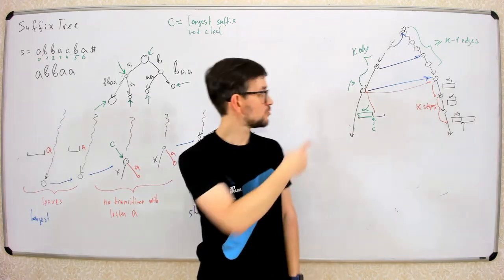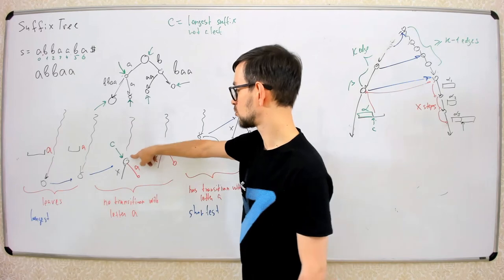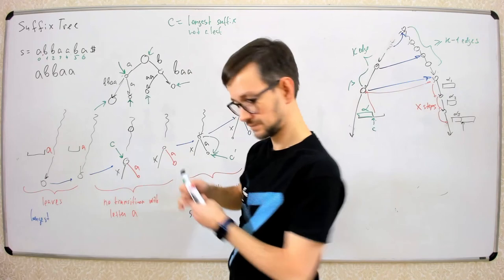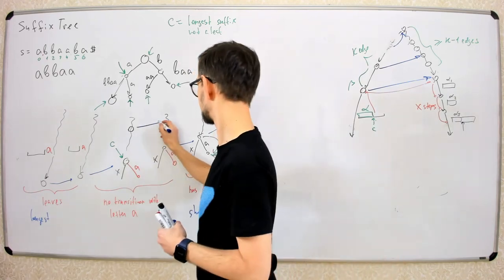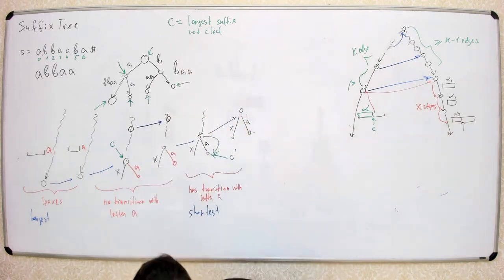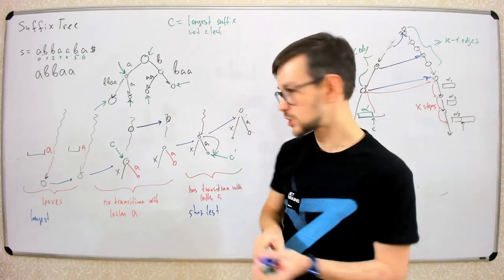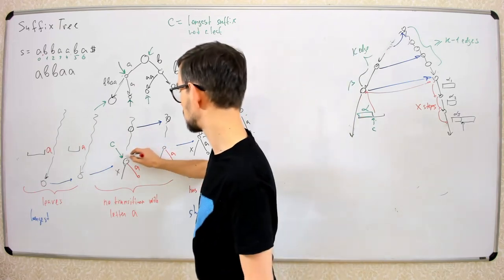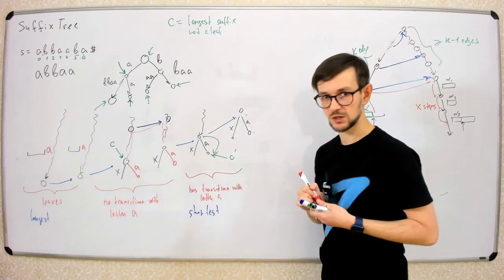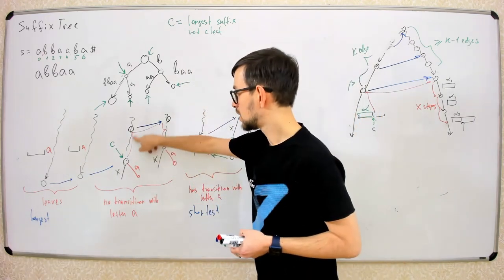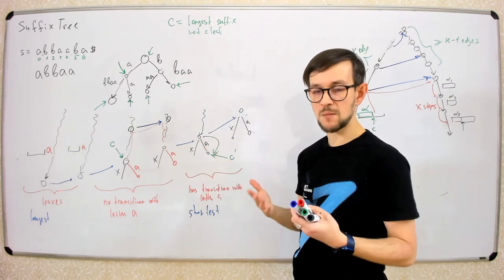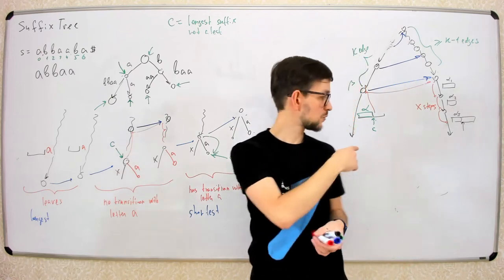So you need to do all this thing. You need to go to your parent, use suffix link from there, then move down. So actually follow all this path. You go here, then go down until you find this position. But again, this transition from here to here is not constant time. But amortized time will be constant. We just proved this.